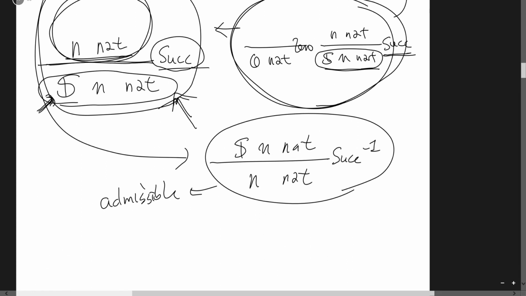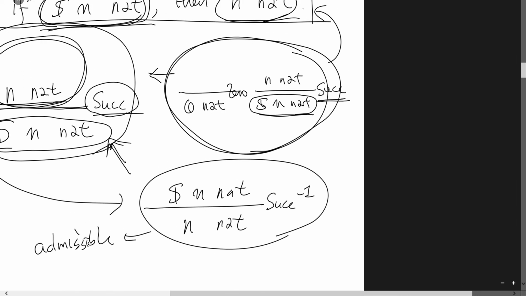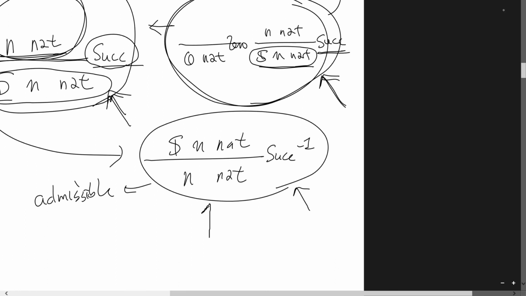Now, let me summarize the situation here. So this is the original system, and this is admissible. The question is, is this derivable? And the answer is no.